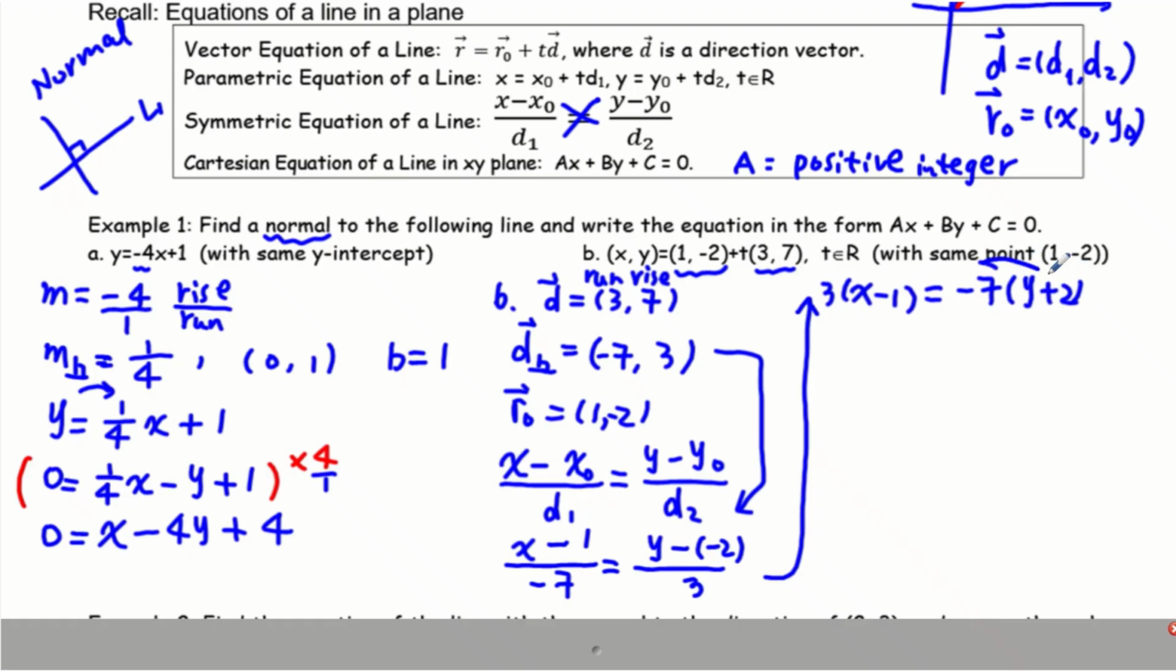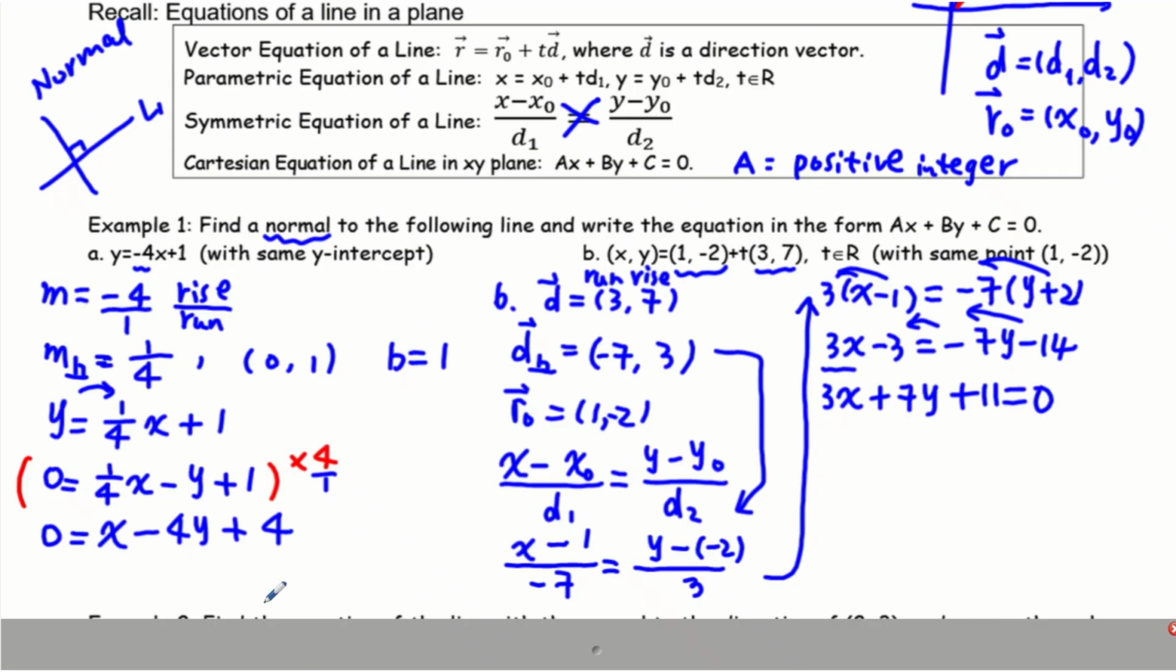Then expand: 3x minus 3 equals negative 7y minus 14. We want the number in front of x to be positive, so we move everything to the left side. 3x, minus 7y becomes plus 7y. Minus 3 plus 14 is plus 11. Then it's done. So this is how we do it. We could just use a symmetric equation, then cross multiply, then find it. Okay?